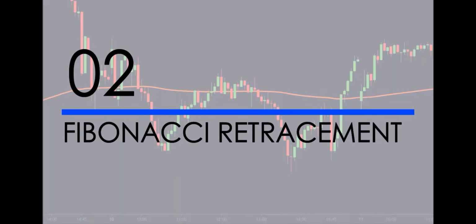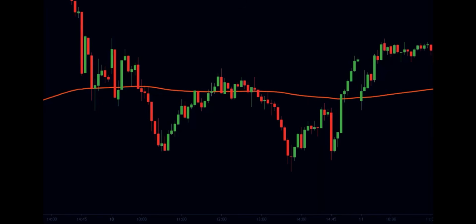Now the second indicator that we will use is the Fibonacci retracement. Fibonacci is not an indicator, but it's more like a tool that helps us in identifying the area of support and resistance. This is how the Fibonacci retracement tool looks. It consists of 5 lines.